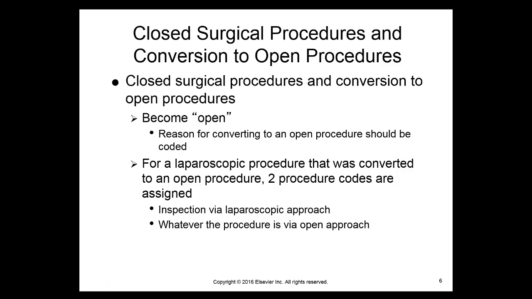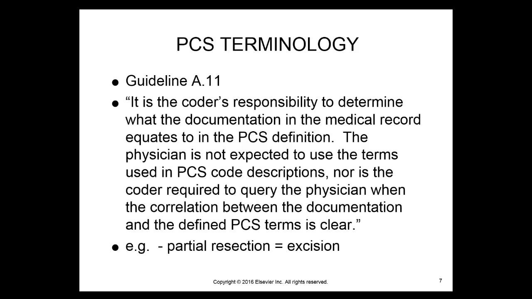And if it's a laparoscopic procedure that's converted to an open procedure, you're going to have 2 procedure codes. The initial laparoscopic attempt is coded to an inspection, and then the definitive open procedure is coded. And of course, that definitive open procedure will be the principal diagnosis code. New to ICD-10 this fall are actually diagnosis codes for converting a closed to an open. So those are also codes that you can add from a diagnosis coding perspective.